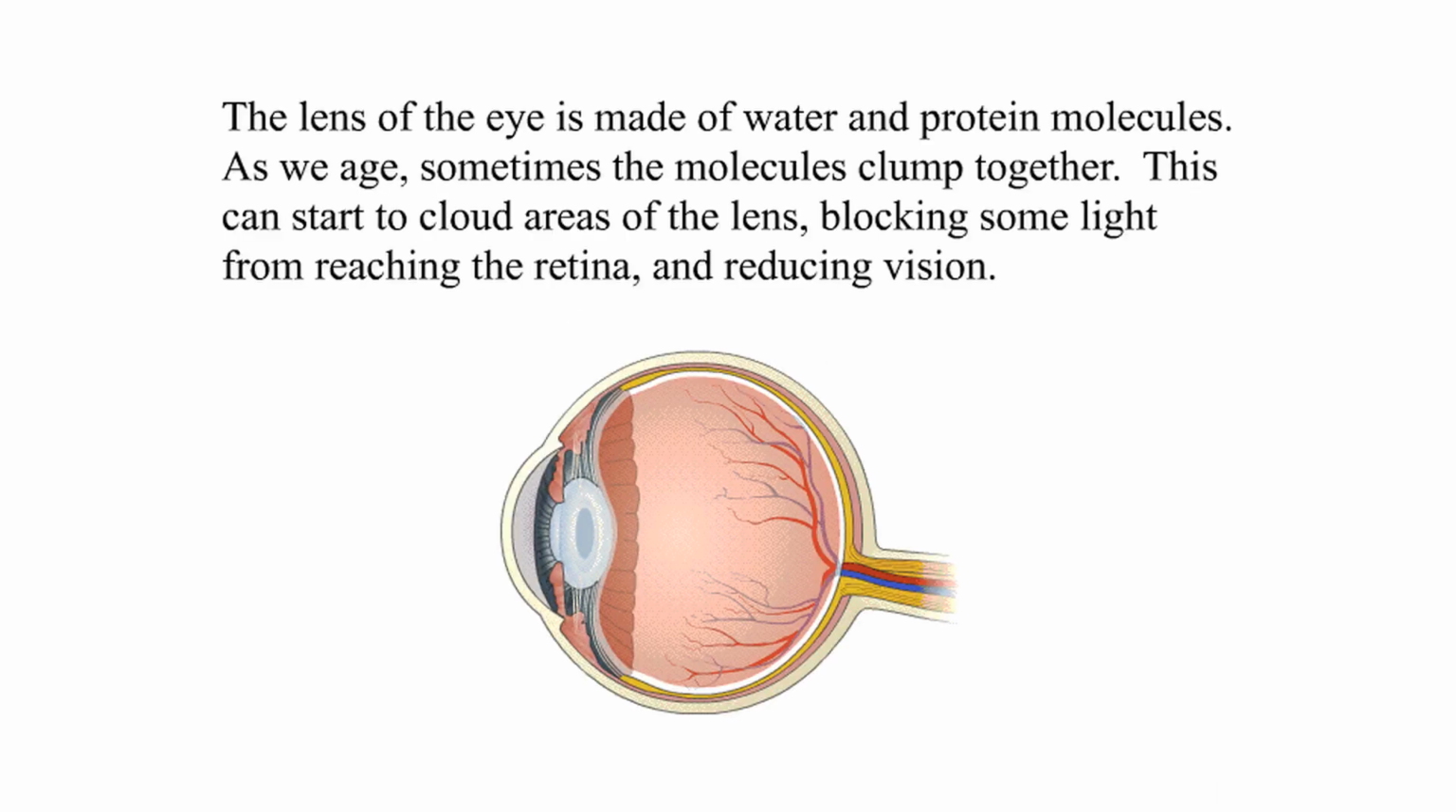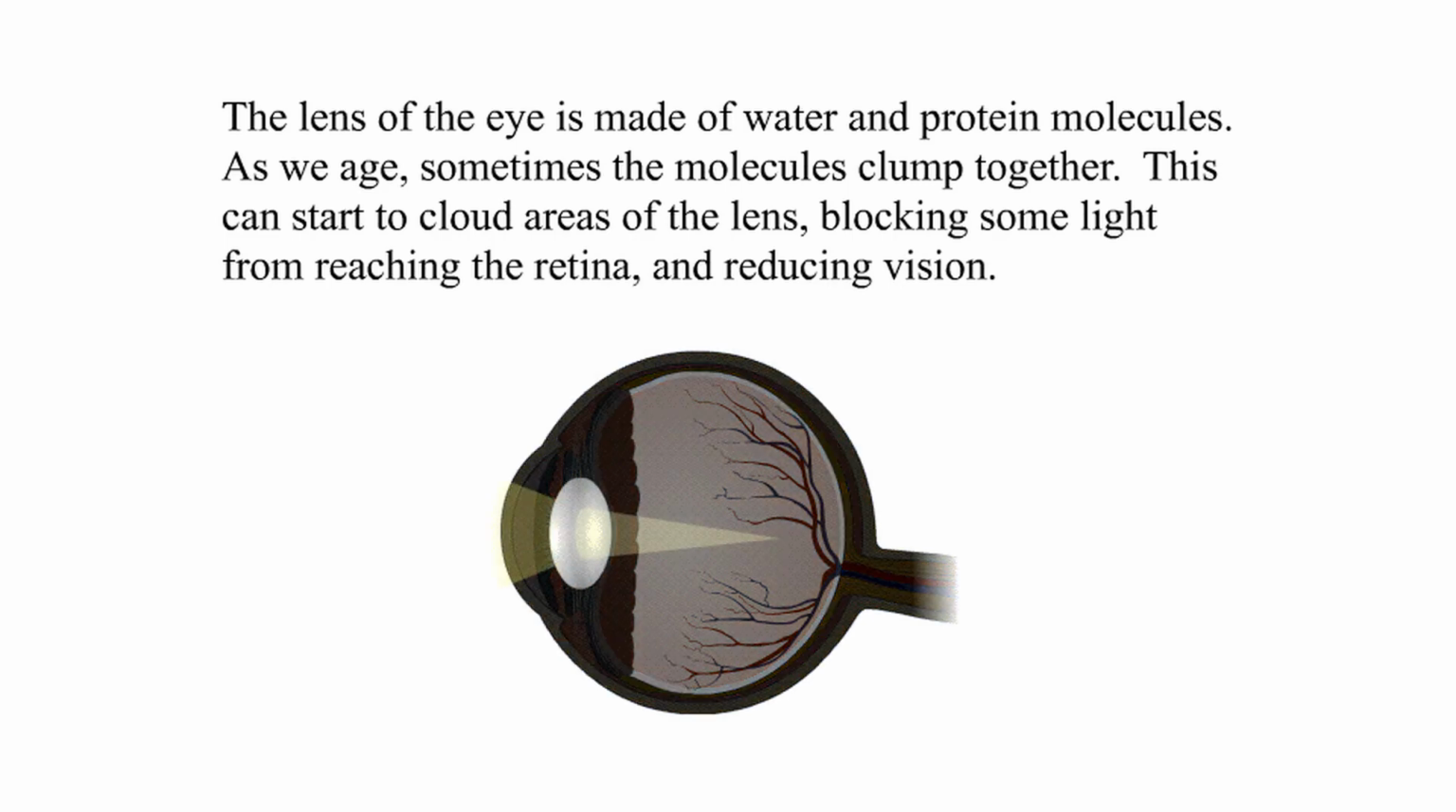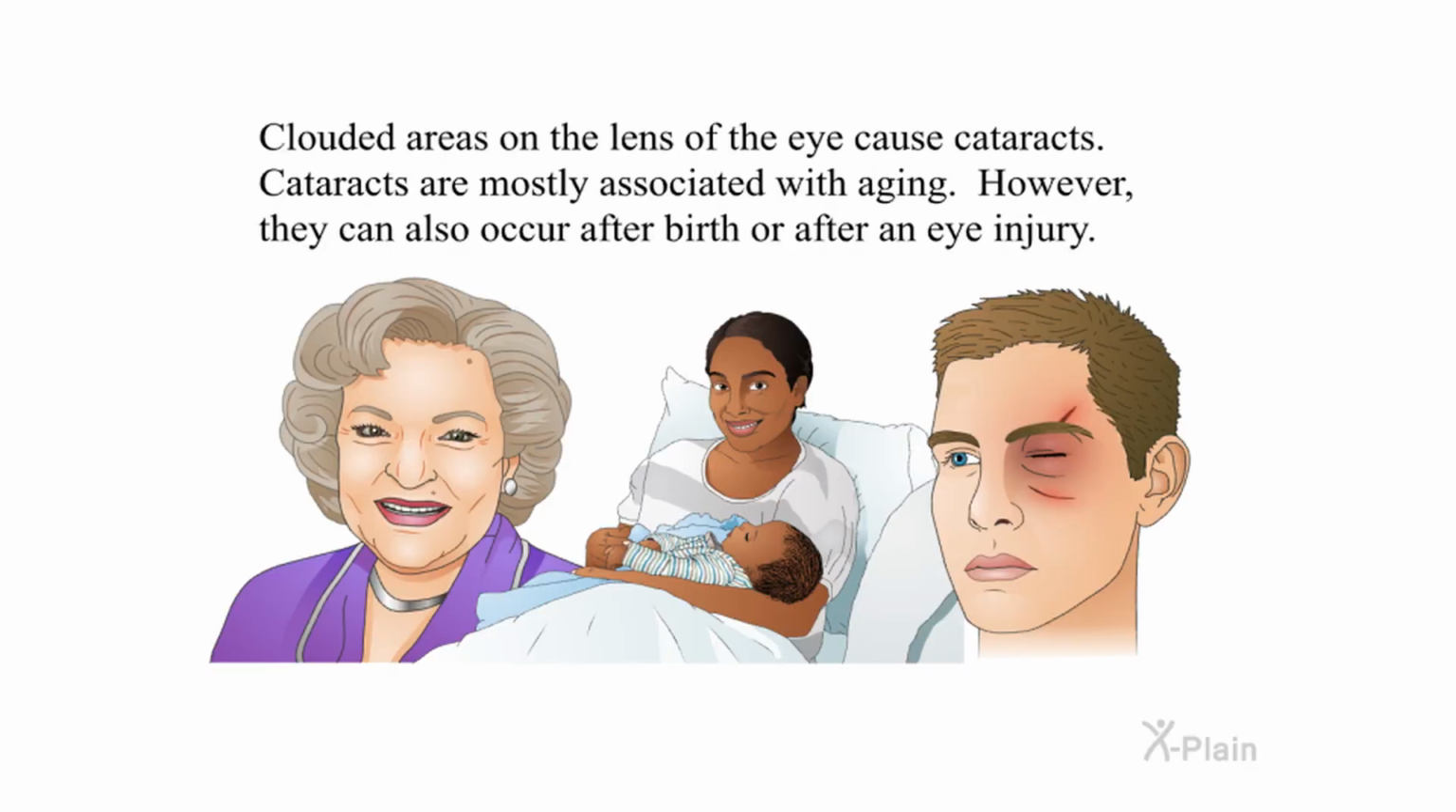Cataracts. The lens of the eye is made of water and protein molecules. As we age, sometimes the molecules clump together. This can start to cloud areas of the lens, blocking some light from reaching the retina and reducing vision. Clouded areas on the lens of the eye cause cataracts.